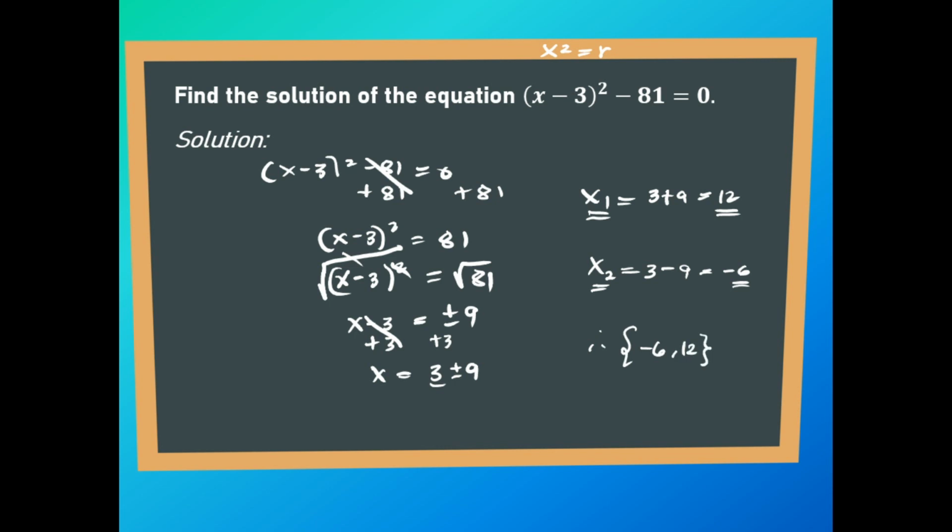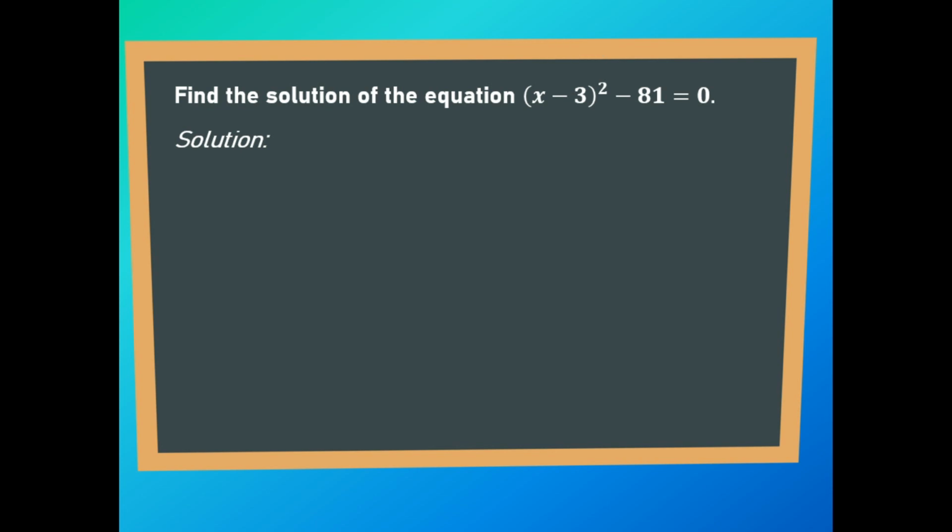Now, let's have a checking. So, kung yung negative 6 and positive 12 is the solution of this equation, as we solve, no? So, let's have a checking. So, if x is equal to negative 6, gagawin natin yung x, substitute natin ng negative 6. So, magiging negative 6 minus 3 squared minus 81. Is it equal to 0?